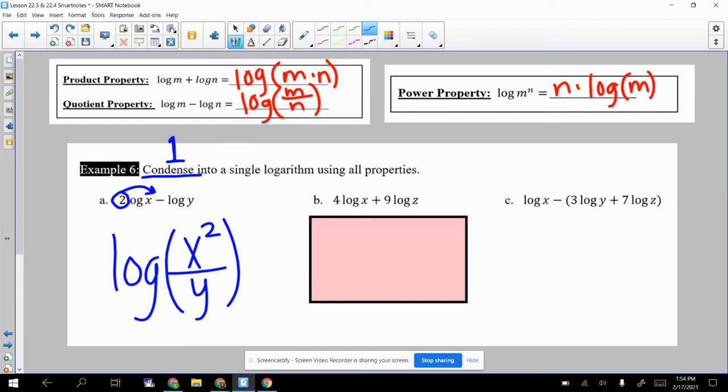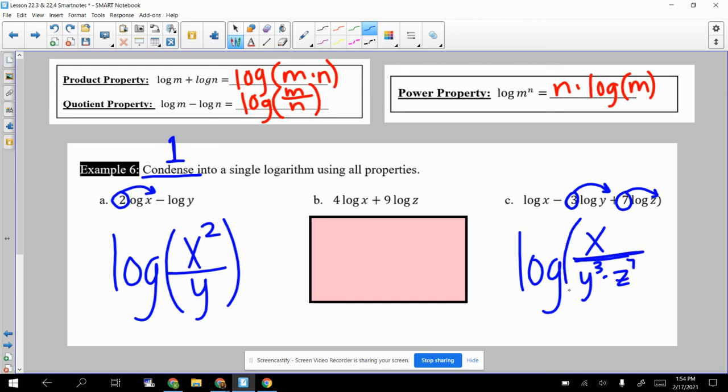Then you guys will do b in a second, but let's do c together. So again, I'm just going to write 1 log. X is going to go on the top, I can tell, because then there's subtraction, which means division. And then we have a 3, so that's going to be y cubed. And then we have a plus, so I know I'm going to multiply. And then we have a 7, so I know that's going to be z to the 7th. Okay, so we just combine this so that it's log of x over y cubed z to the 7th.